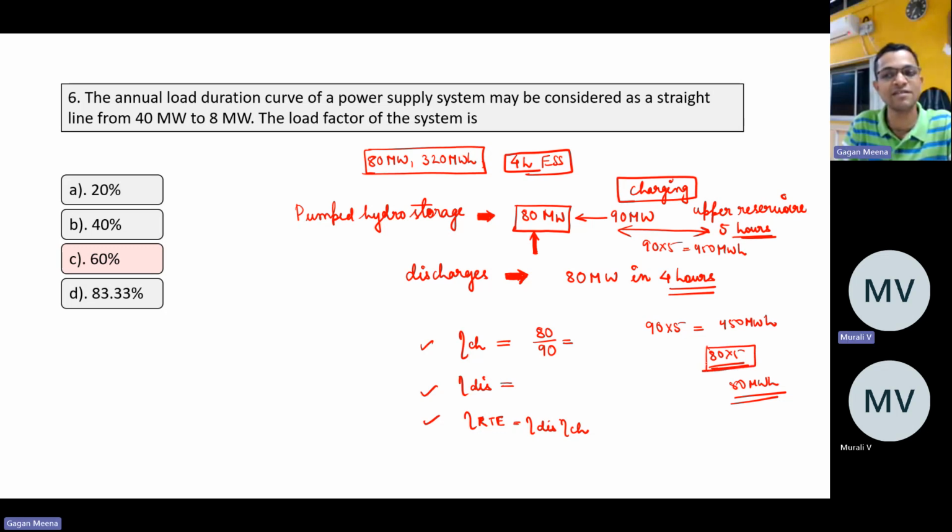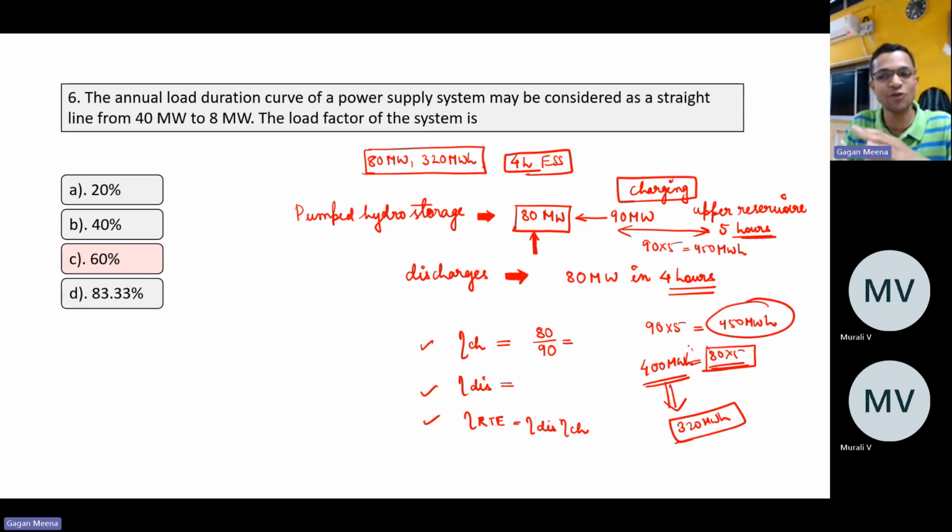Actually, I have a doubt here. See, this is the energy stored in the battery. But when it discharges, we are able to get only 320 megawatt hours. Input was this, stored was this, but output is even lesser. So these are the three stages. This is the first. This is the input energy.